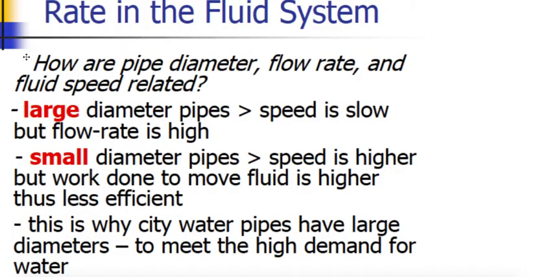Okay. So some other things to think about before we are done. The rate in the fluid system: we think about pipe diameter, flow rate, and fluid speed. How are they related? Large diameter pipes, the speed is going to be slow, but the flow rate is high because it's going to be allowing more fluid. It'll have a greater volume of fluid passing through in that unit time. The small diameter pipes will have a smaller volume, but the speed could be higher because more work is done, and there could be more pressure in those smaller pipes.